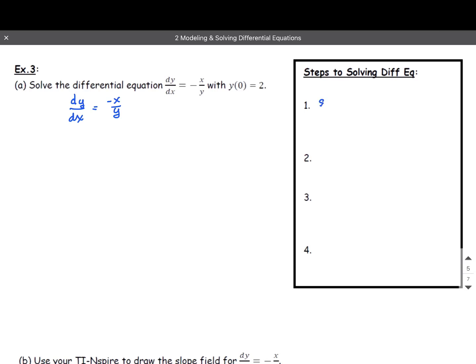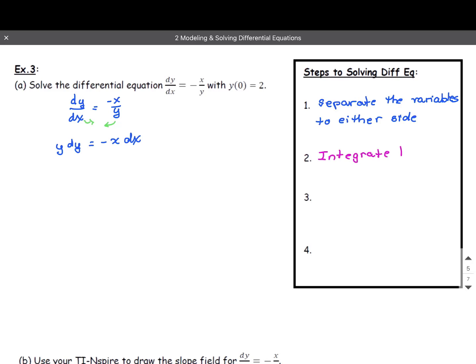Now the first step is to separate the variables to either side of the equal sign. So in other words, get all the x's on one side and all the y's on the other. So I need to move this y to the other side and this dx to the other side. So in order to do that, I'm going to multiply by y and I'm going to multiply by dx. Now I have the variables on the correct sides. Next step, we are going to integrate both sides of the equation. Okay, so I can integrate one side as long as I integrate the other side.